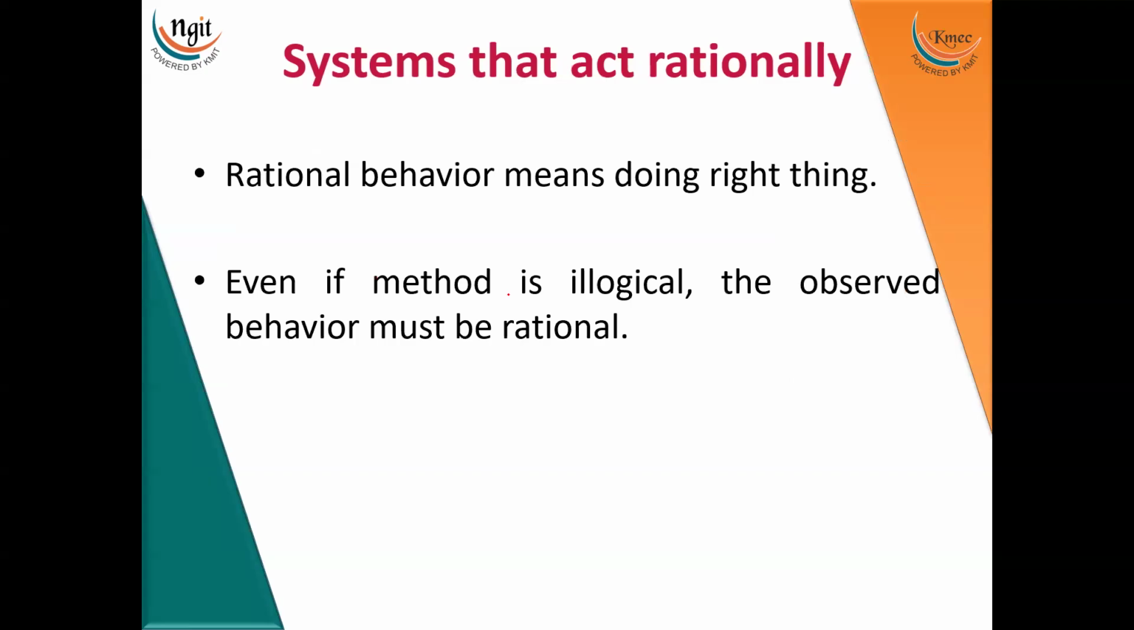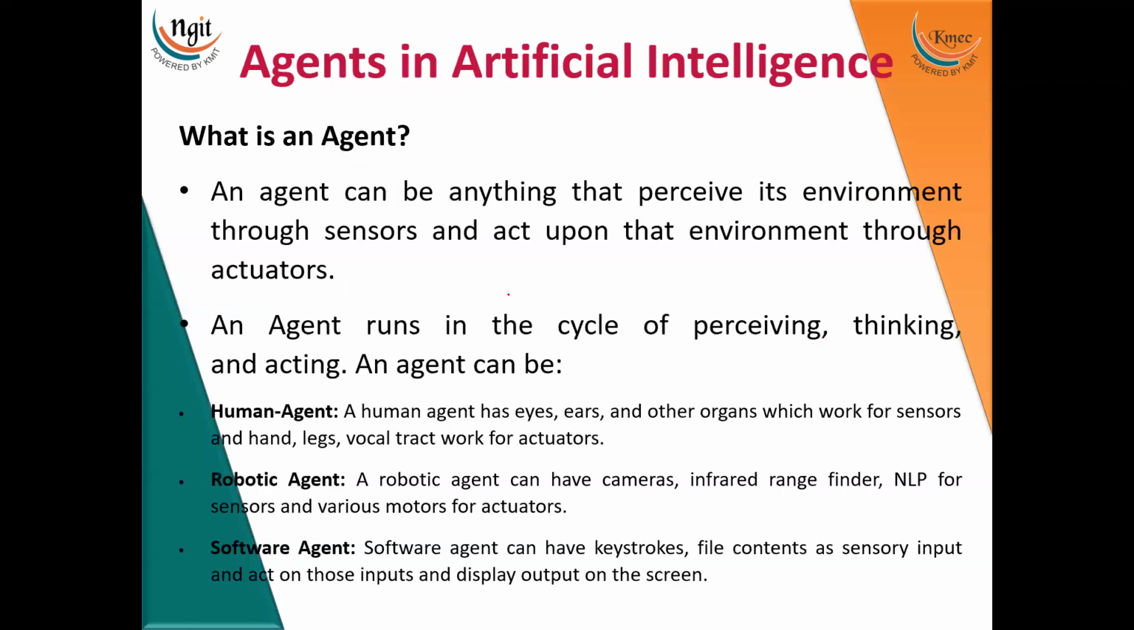And systems that act rationally. Rational behavior means doing the right thing. Even if any method we used is illogical, the observed behavior must be rational. So there is one more important part of this AI, that is an agent. Agent plays an important role in AI.